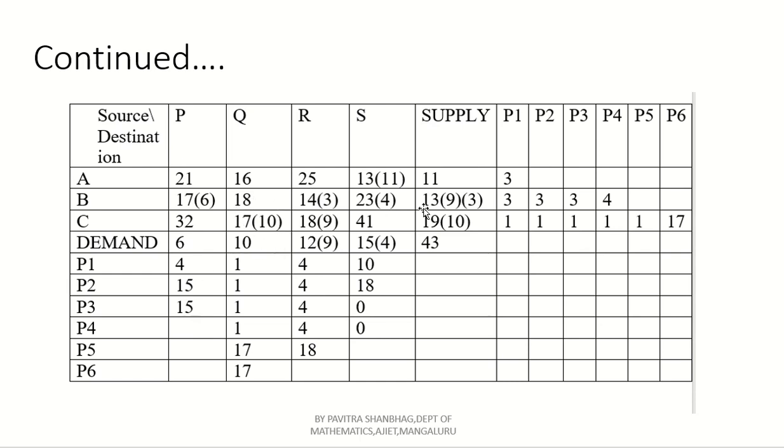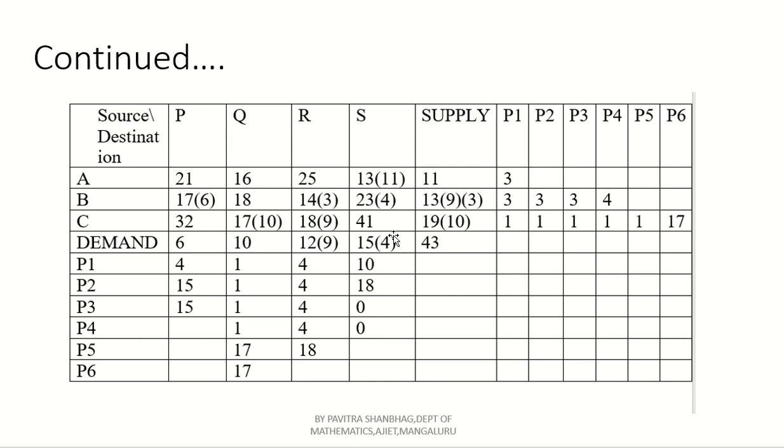Now here we have to compute penalty 4. See, there is no penalty in the first column because the first column already vanished. Now what is penalty 4 in this case? 18 minus 17 means 1. Again 18 minus 14 means 4, and there is no penalty for this one because this column also vanished already.